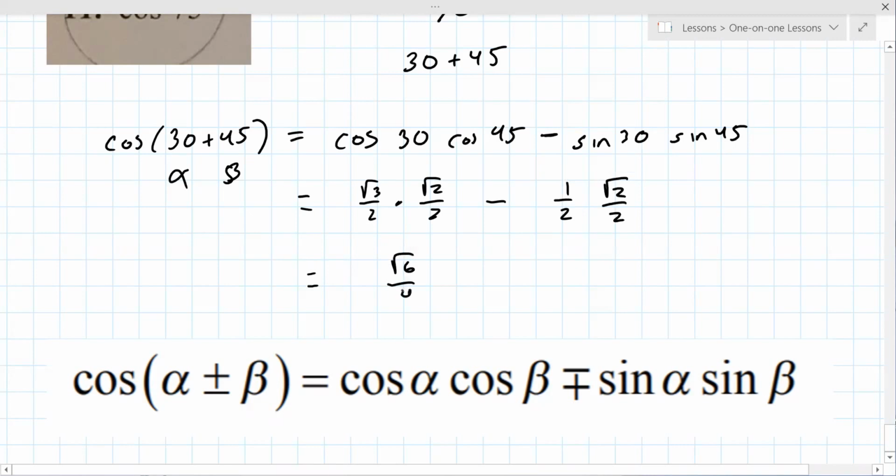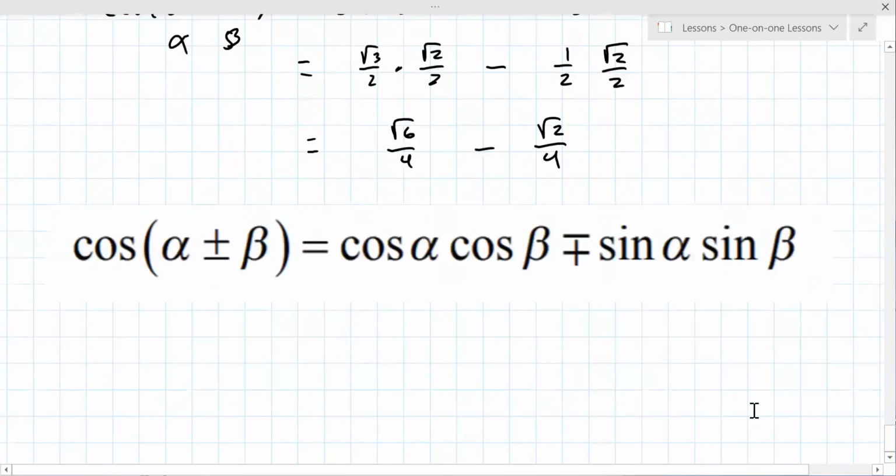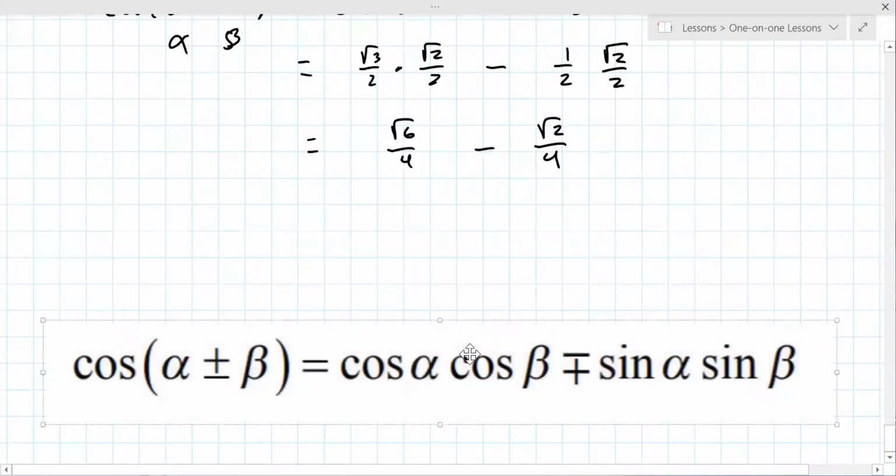Square root of 6 over 4 minus square root of 2 over 4. And then you can combine those here into one fraction. Square root of 6 minus square root of 2 over 4.